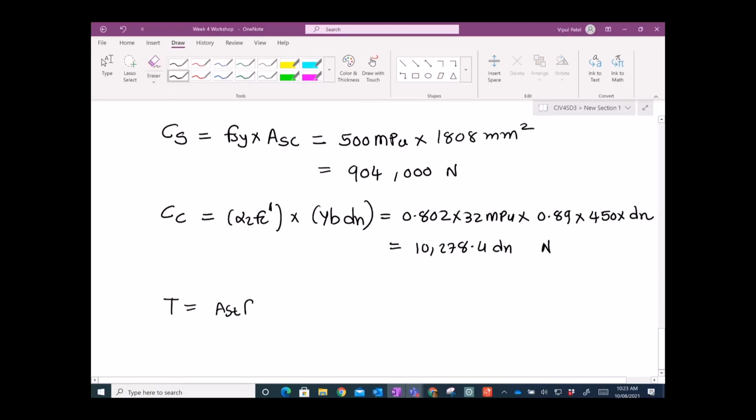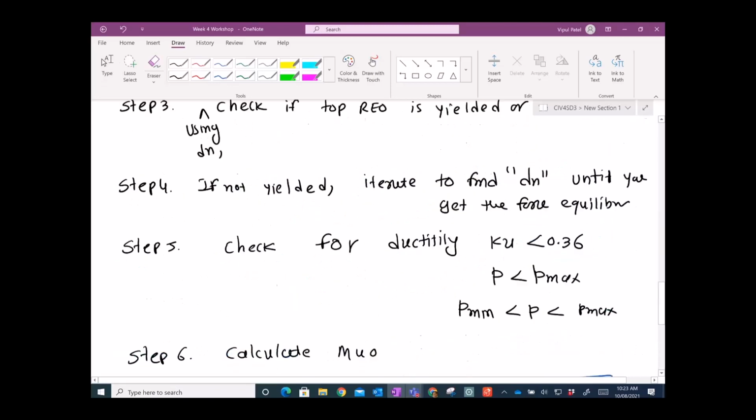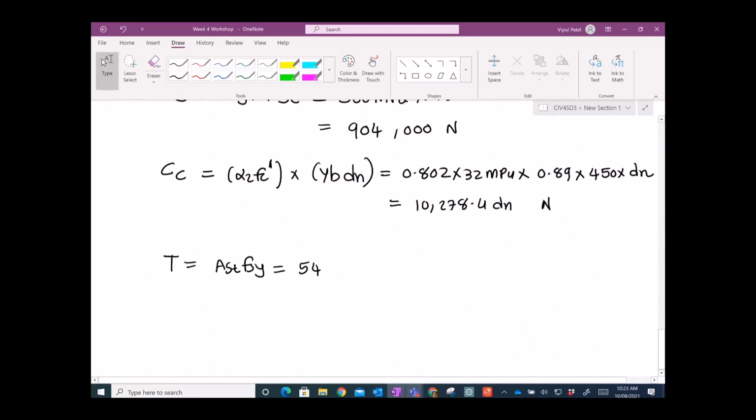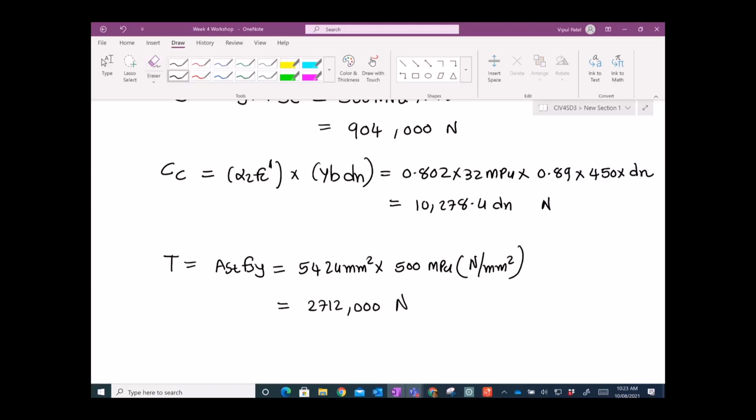And the tension force in the bottom rebar, let's say the bottom rebar is also at yield, is equal to 5424 area millimeter square times these 500 megapascals, which is basically newton per millimeter square. So in that case, you would take it 2,712,000 newtons. Right, so you have all these forces.